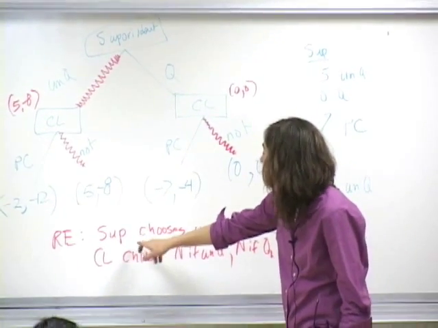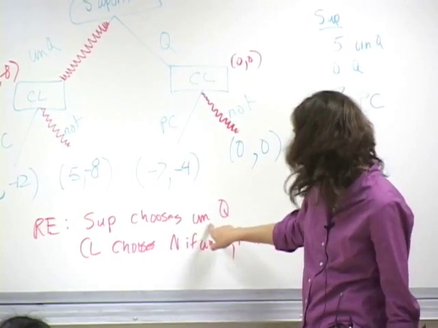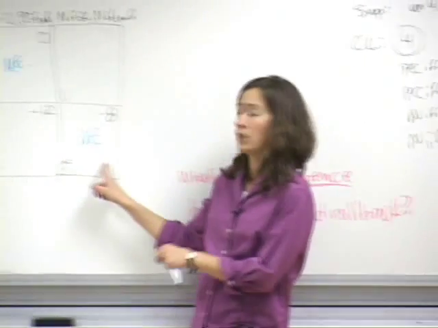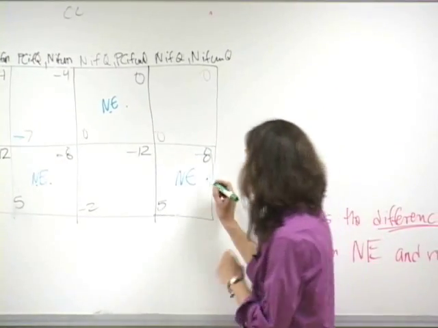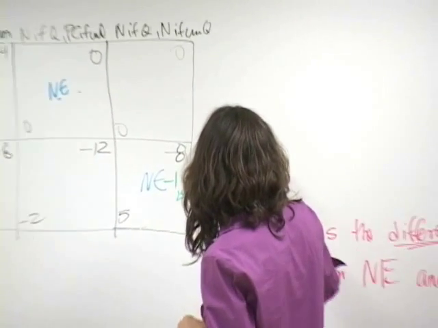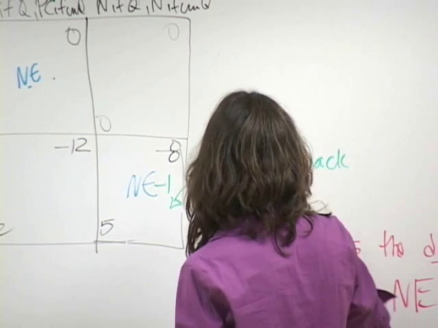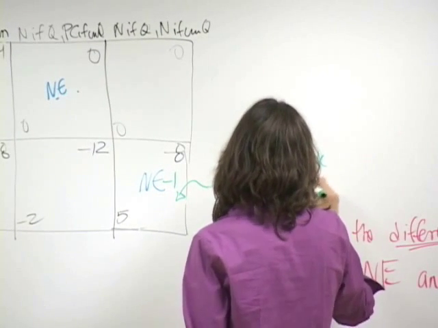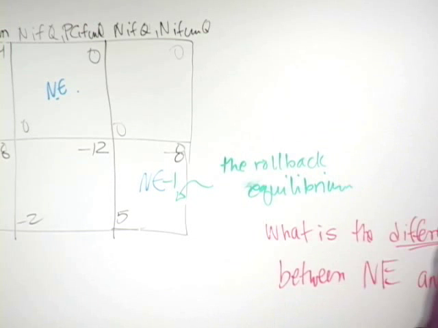This one, where the superintendent chooses an unqualified principal, the community leader chooses no, no, this is one of our Nash equilibria, right? Okay. This one I'm going to call number 1 because this one is the rollback equilibrium. Okay, right? That's what we predicted out of this game. No multiple equilibria here. We said what's going to happen is the superintendent is going to choose unqualified. The community leader's best strategy, their equilibrium strategy, is no, no.